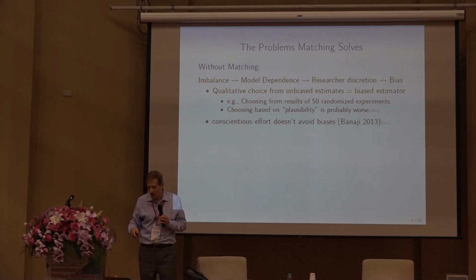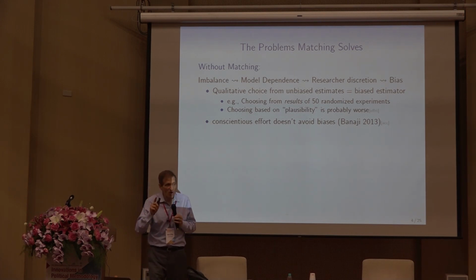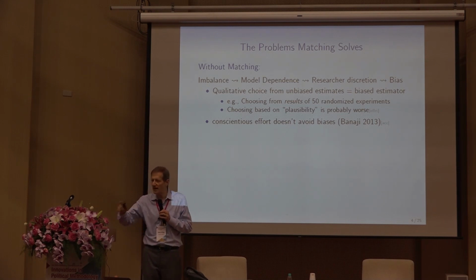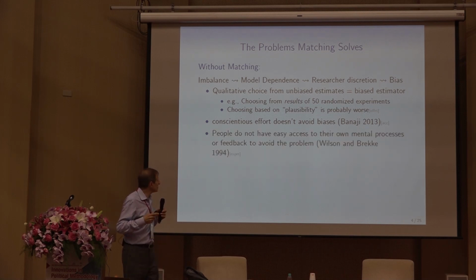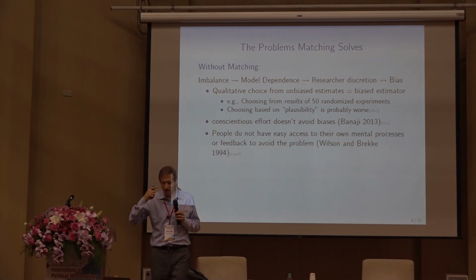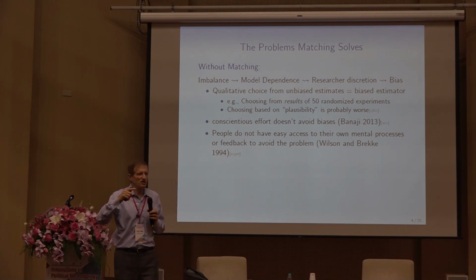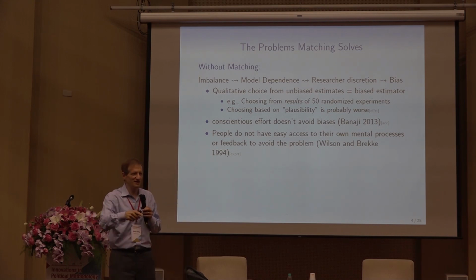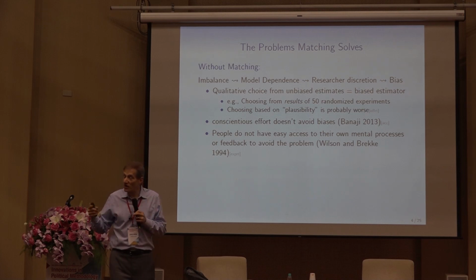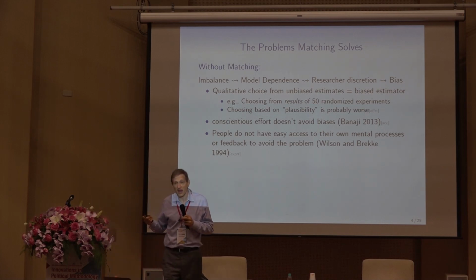Psychologists have studied this. So one quote is, conscientious effort doesn't avoid biases. Does not. So trying hard to avoid human biases does not work at all. Okay, so why is that? That's because you don't have access to the mental processes that are causing you to make biased decisions, you and me and everyone. You all have a flaw, and that is that you're human, right? And there's no way to avoid that, because you're still human after you're trying, right?